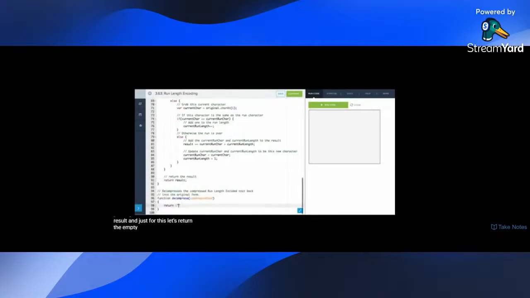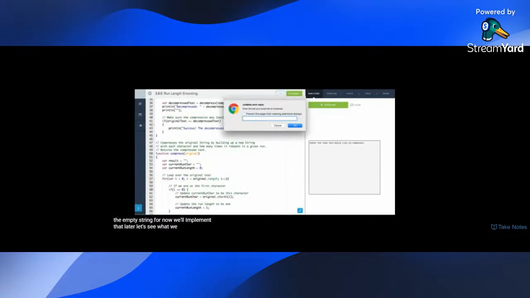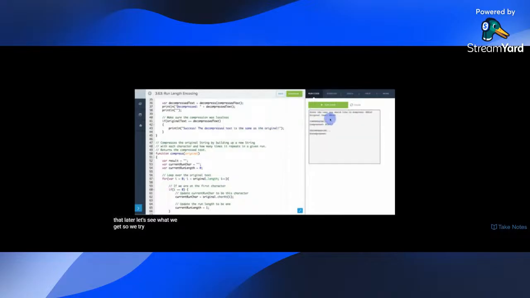And just for this, let's return the empty string for now. We'll implement that later. Let's see what we get. Try hello. Ooh, this is interesting. So it worked for the H, worked for the E, worked for the 2 L's, but we don't see the O. So what's the problem there?